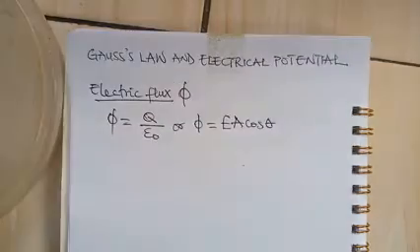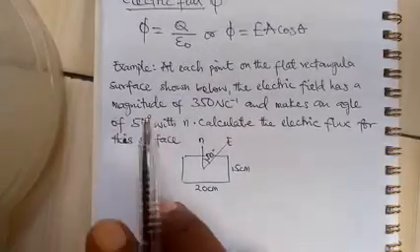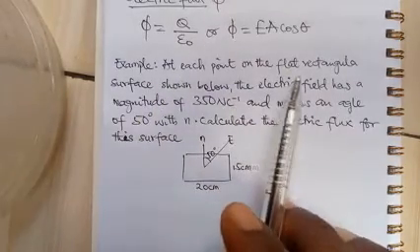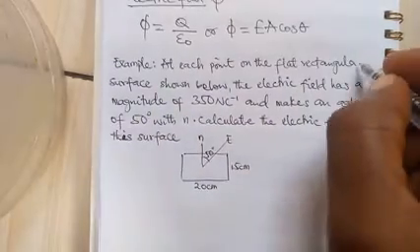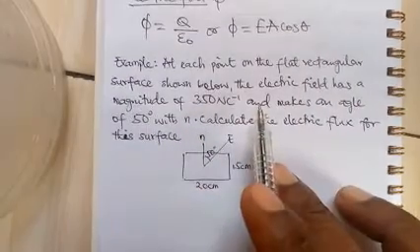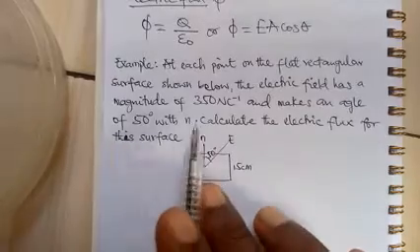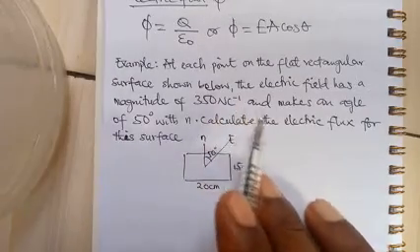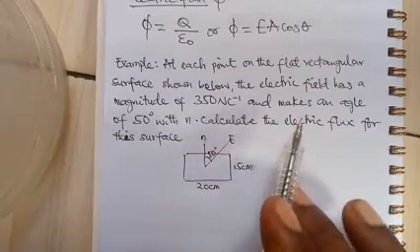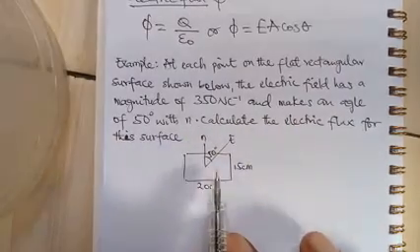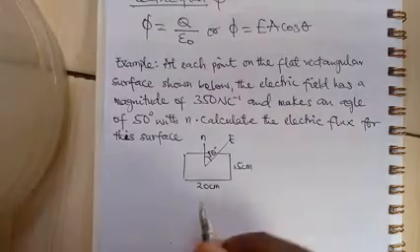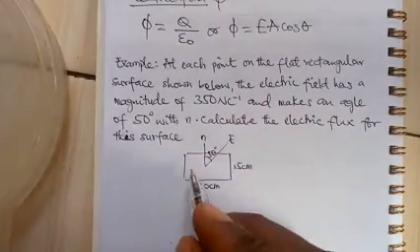So let's look at an example. If you look at this question, it says, at each point on the flat rectangular surface shown below, the electric field has a magnitude of 350 newton per coulomb and makes an angle of 50 degrees with the normal. Calculate the electric flux for this surface. This is the sketch, and this is a rectangle.